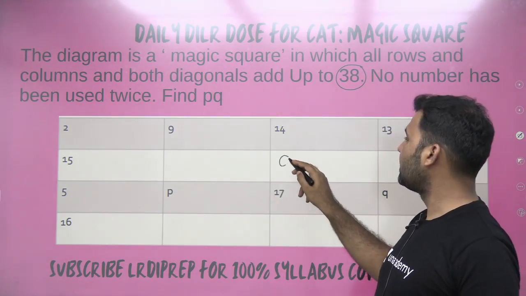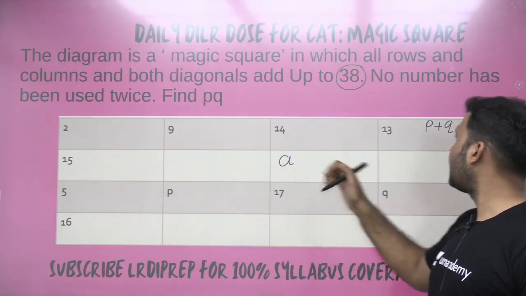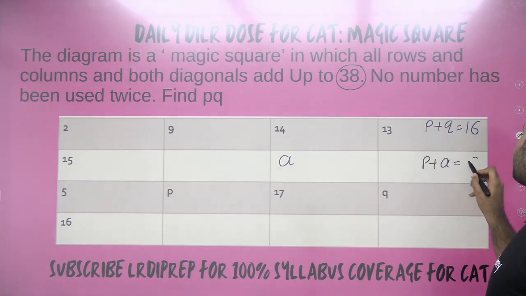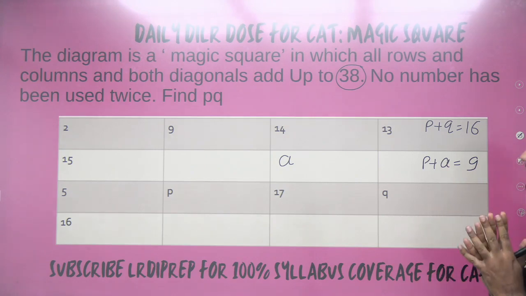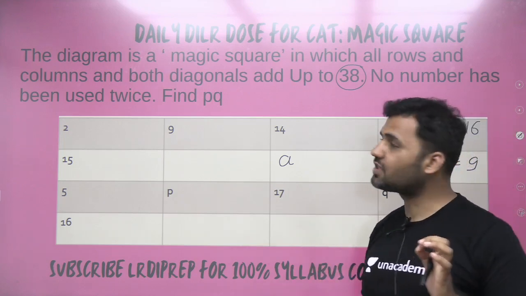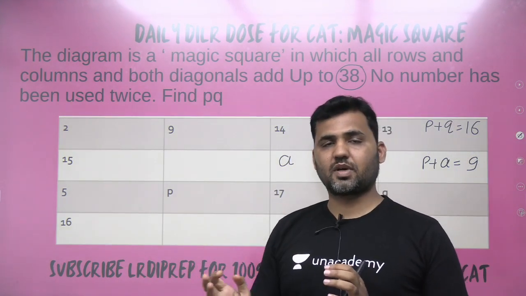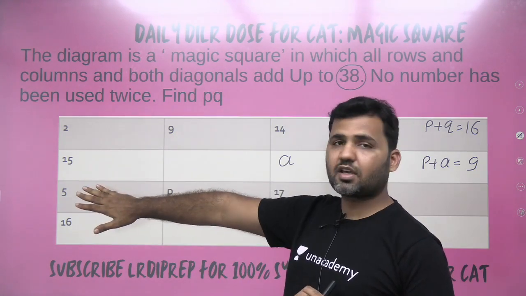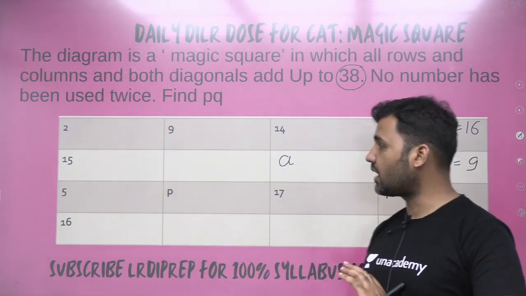So can I say this is A? So 16 plus 13 is 29. Can I say that the value of P plus A has to be 9? Now the summation of the two digits is 9, and one more thing that you need to keep in mind is that no number has been used twice. What does it mean? If a particular number 2 has been used here, this number cannot be used twice. 15 cannot be used twice, 5 cannot be used twice, 16 cannot be used twice. These digits have already been used, so you cannot use these digits.